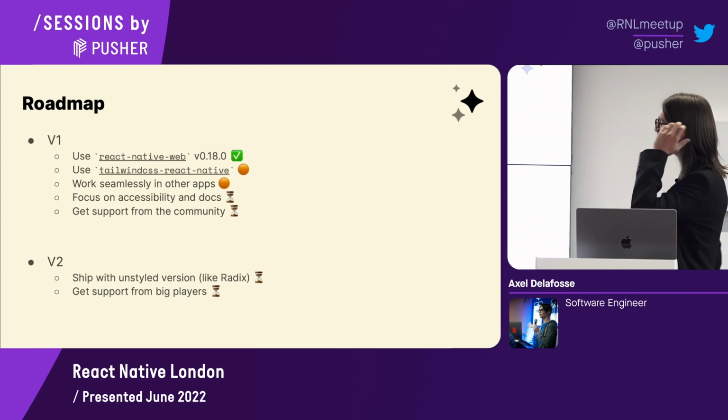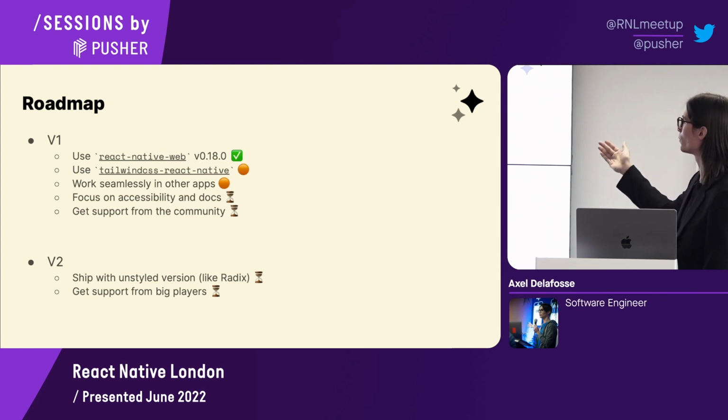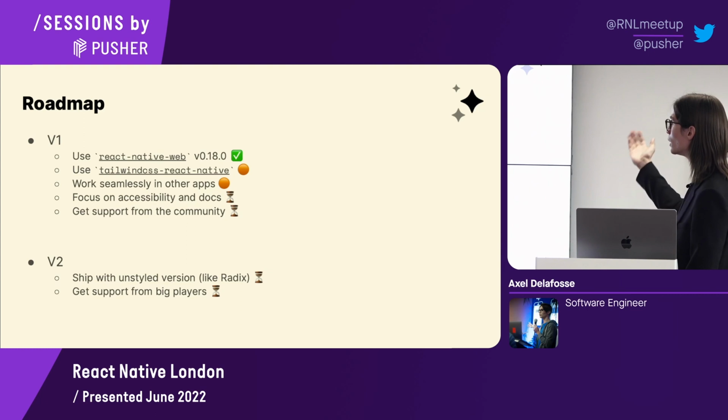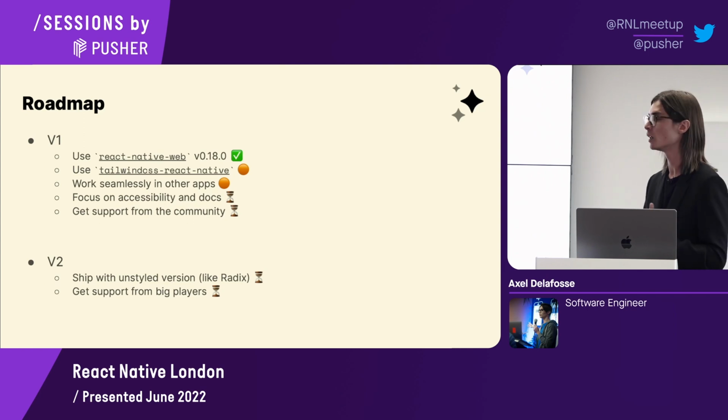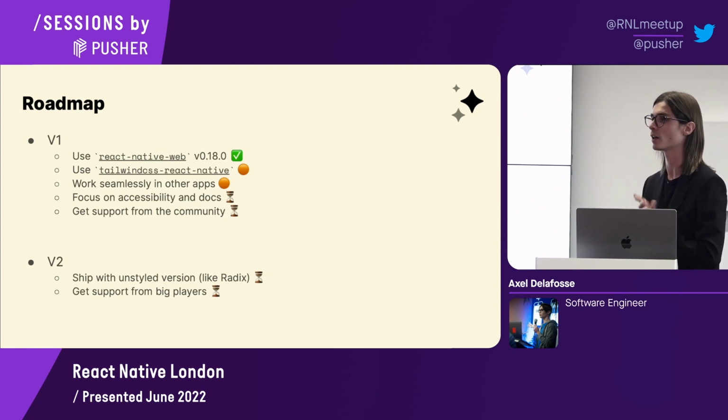So I'll go quickly on the roadmap, but last week I said we need to use React Native for web v0.18. That's just released, so that's done. Using Tailwind CSS React Native to use proper CSS on web, that's a work in progress. We are working with Mark, the creator of this library, to make it work correctly with a real world app. So that's where it's exciting. We can test it with a proper app.